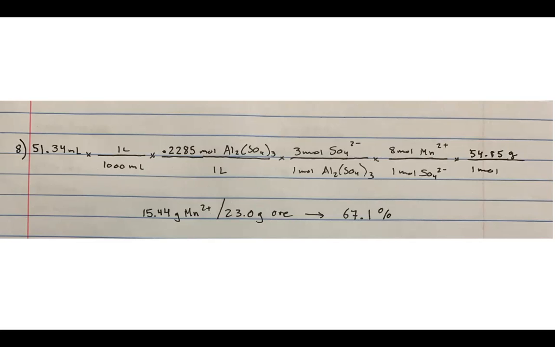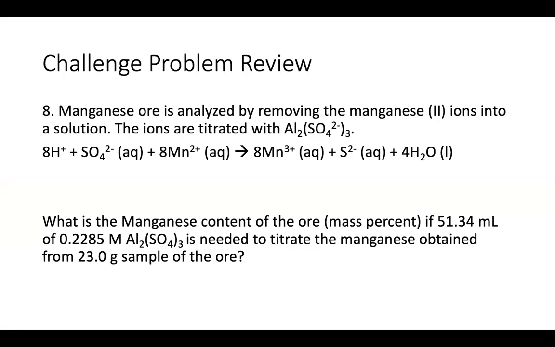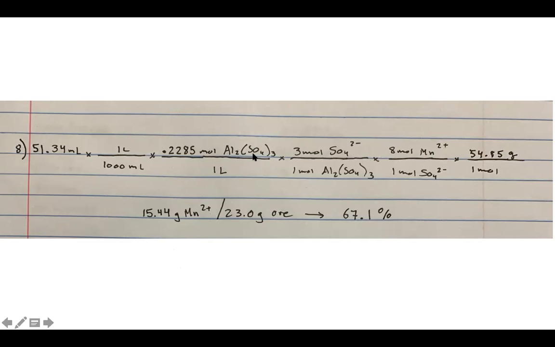Now, you might notice in the equation given that aluminum sulfate and manganese ore were not in the equation. But what was in the equation as reactants were manganese 2 plus, which is the ions coming from the ore, and sulfate, SO4 2 minus. A challenging part of this problem is realizing that when you see sulfate in the equation given, I'm going to go back a slide, that's the sulfate from aluminum sulfate. So that's telling you, once you have moles of aluminum sulfate, let's convert to just moles of sulfate.